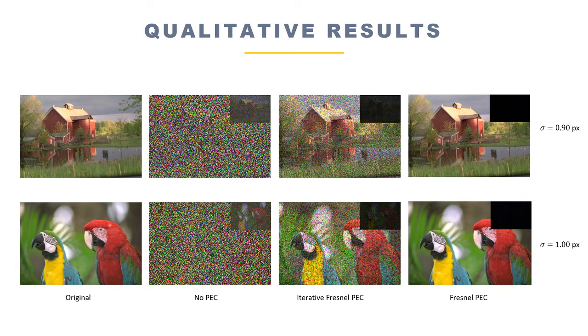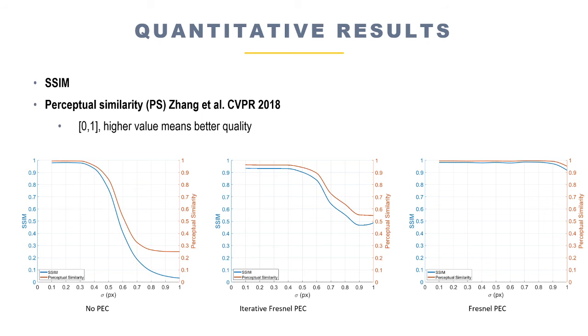The error masks are shown as inset in the top right. Without PEC, the image gets completely overwhelmed by noise at high proximity effect levels. The FPEC is much more efficient than the IFPEC in correcting the proximity effect and is able to restore the images close to the original. We also quantify our results with the image quality metrics SSIM and the perceptual similarity. Higher value means better image quality for both metrics.